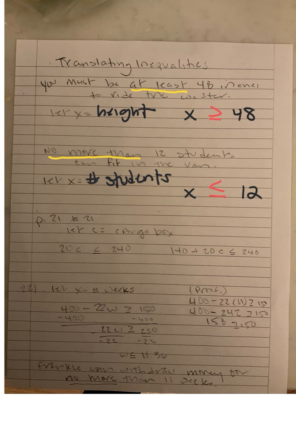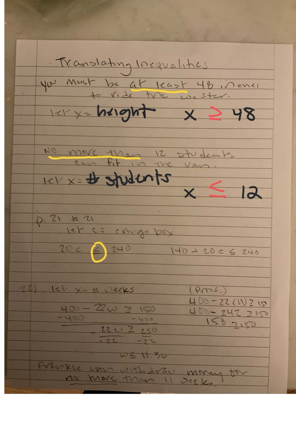So taking a look at page 21, number 21, they're talking about a cargo box, so let's go find that problem. Okay, so it's got a cargo elevator that has a maximum carrying capacity of 240 pounds. Each cargo box weighs 20 pounds. So we are going to write and solve an inequality that represents the maximum number of cargo boxes the elevator can hold. Maximum means that it can't be any higher than 240. So that's why we have our less than or equal to symbol here.